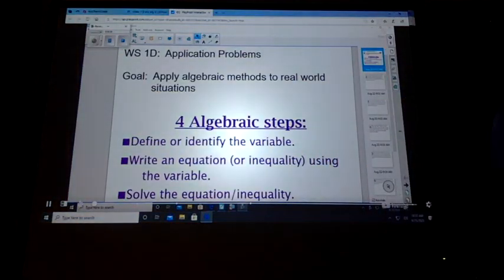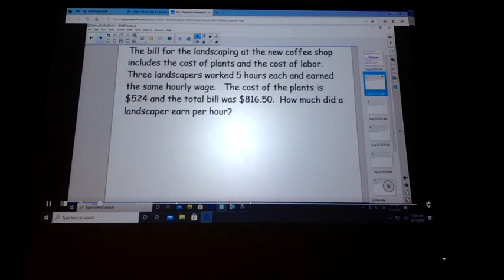Here we go. Accelerated Algebra 2, Mr. Sturp here. We're going to run through these notes that you should have available. So let's just get to the second page. The bill for landscaping of the new copy shop includes the cost of the plants and the cost of the labor. 3 landscapers work 5 hours each and earn the same hourly wage. The cost of the plants is $524. The total bill was $816.50. How much did each person make per hour?